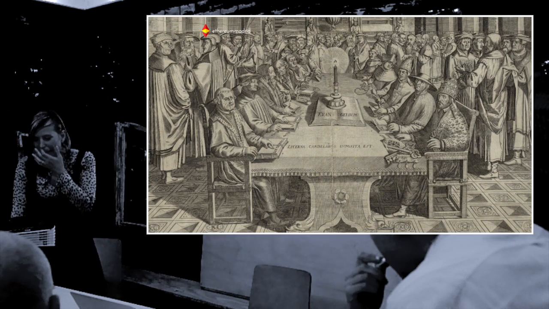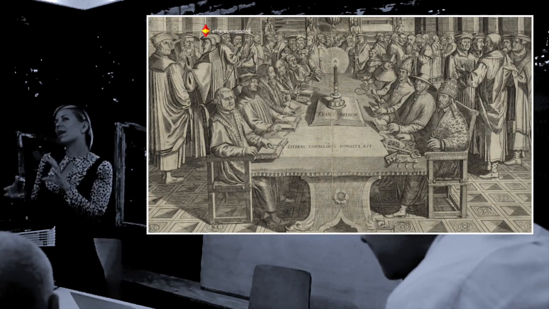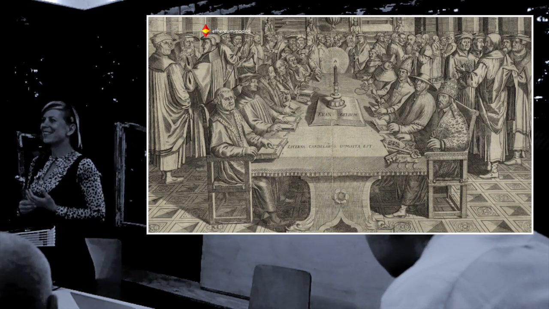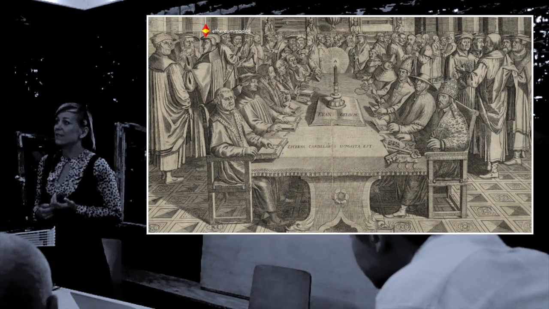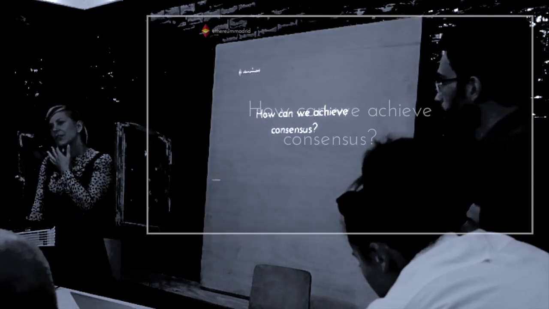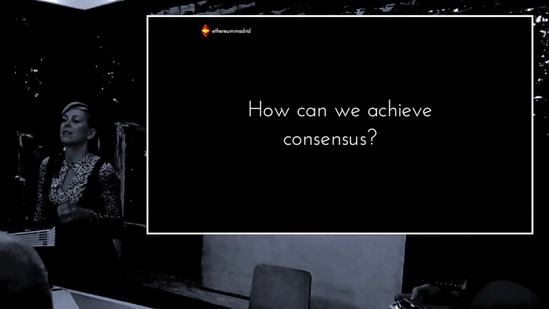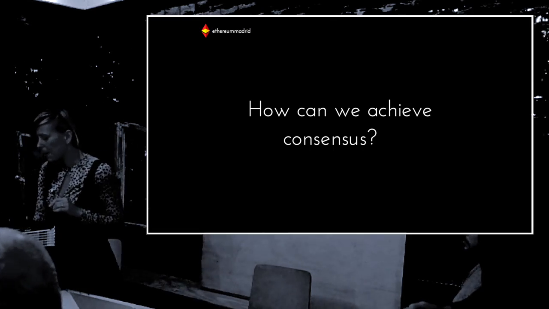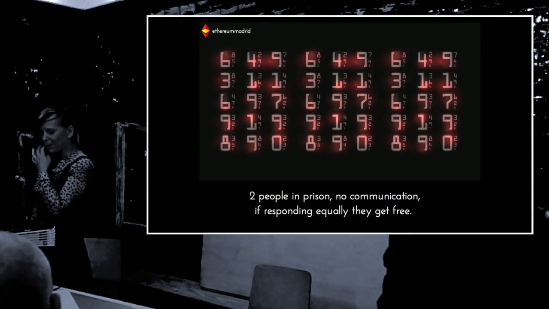So first of all, at the heart of all blockchains, and I only speak about public ones, is the consensus algorithm. And the question is, how can we actually achieve consensus in a decentralized way, without having conversations between us? Therefore, I want to play a quick game with you.